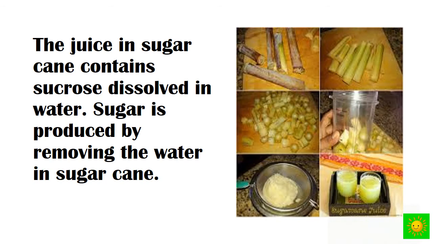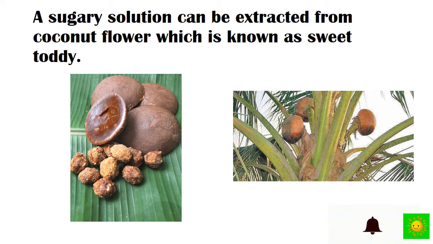The juice in sugar cane contains sucrose dissolved in water. Sugar is produced by removing the water in sugar cane. A sugary solution can be extracted from the coconut flower, which is known as sweet toddy. Treacle can be produced by removing some amount of water from the sweet toddy. If water is totally removed from sweet toddy, jaggery can be produced. Jaggery and treacle can also be produced from palmyra and kitul trees.